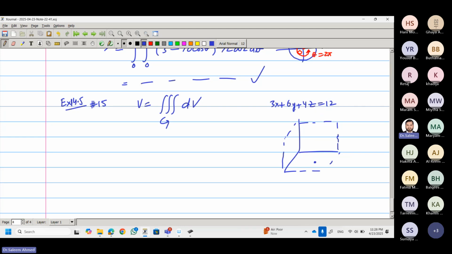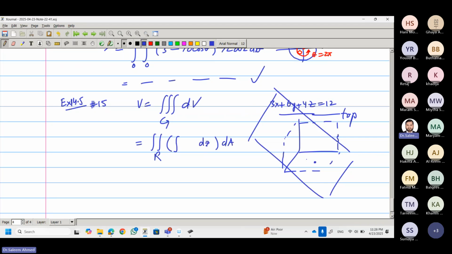But then there is a plane at the top here. Top is your plane, basically. So when you write the z limits, we write the triple integral as a double integral, and we first decide about the z values, dz. z starts from the bottom, z equals 0, and goes to the top plane. My top plane is z equals 12 minus 3x minus 6y divided by 4. So you can find z from here.